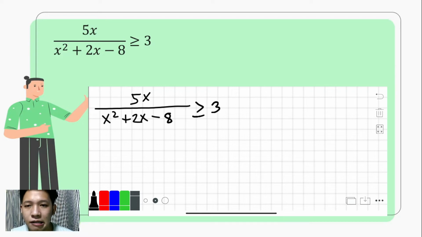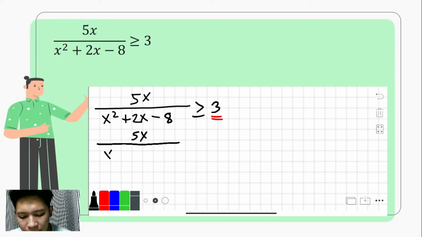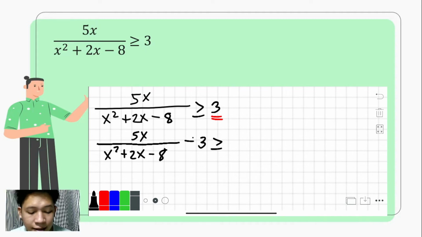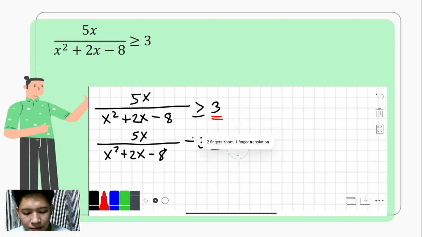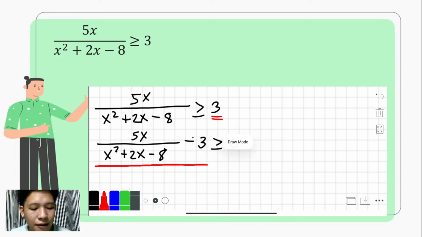Alright, first is for us to rewrite this as a single rational inequality wherein single fraction sa kabila at 0 sa kabila. So, lilipat natin si 3 dun sa kabilang side. So, we have here 5x over x squared plus 2x minus 8 minus 3 is greater than or equal to 0. So, nasatisfy na po natin na 0 yung nasa kabila. Then, we have to make this as a single fraction naman.